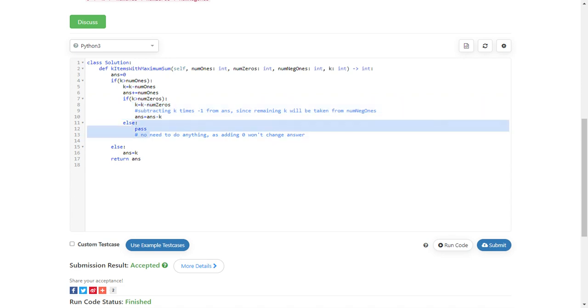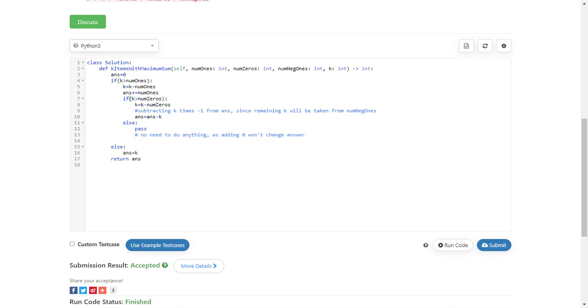What is here? See, num zeros means zero. We will be adding that to our answer. We know that adding zero does not make any sense, right? That's why I'm not doing anything here. No need to do anything, since adding zero won't change my answer. If in place of zero there is something else, then I would have to add it here. That's why, for beginners, to make it very clear what is happening, I have written this part separately. Pass means don't do anything. Okay.